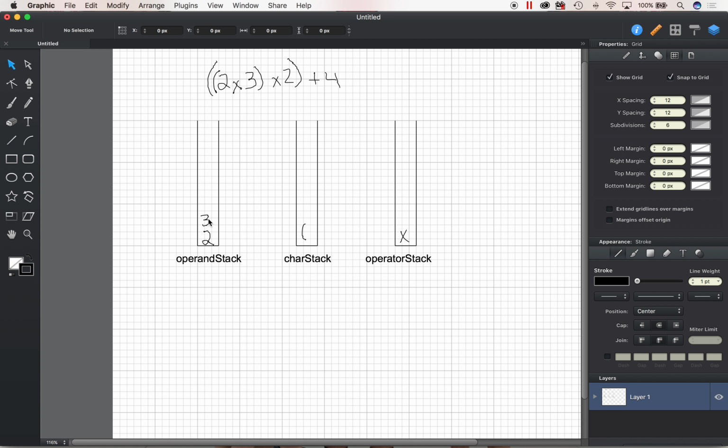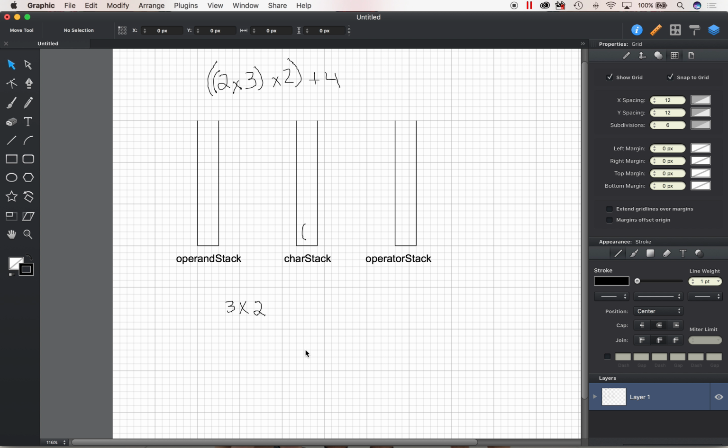So I've got to pop this 3. And so why don't I just do this here? I just take that 3, pop it, so I move it over here. Take that operator item and pop it. And then take the next operand and pop it.